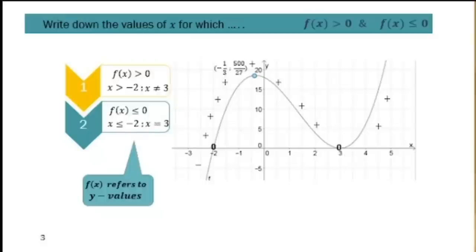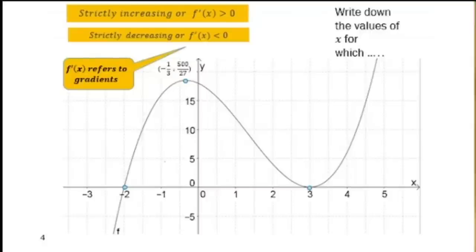So what is the other way of asking this? What if I ask you where f prime x is greater than 0? So I'm asking you where the first derivative is greater than 0. Or I can ask you for what values of x is f prime x smaller than 0. So where's the first derivative smaller than 0? When I refer to the first derivative, I'm talking about the gradient. So f prime x refers to the gradient and not the y values.